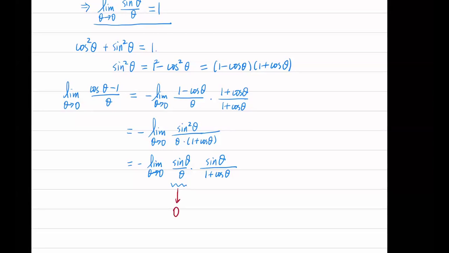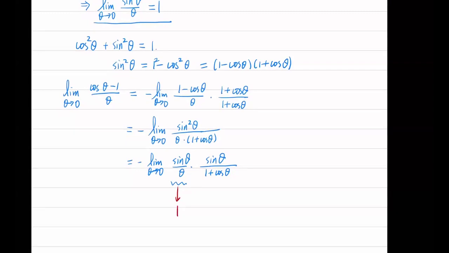And Elisa, what's the limit of the second part? One. Oh, sorry, I got carried away. Okay, the second one. When theta goes to 0, what's sine 0? And cosine 0? So now we get 0 over 1 plus 1, so this is 0.